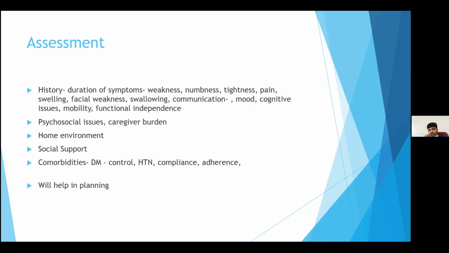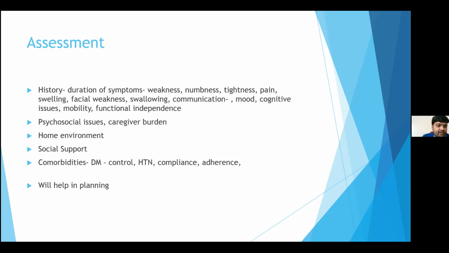So just check for arm pain when a patient with stroke comes to you. Arm pain on passive extension of the wrist as well as extension of the fingers, swelling of the extremities, facial weakness, dysphagia, communication and mood issues. They will have cognitive issues and inability to follow commands. Mobility will be impaired, and they will be functionally dependent.